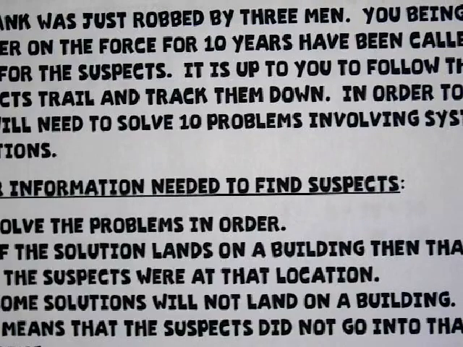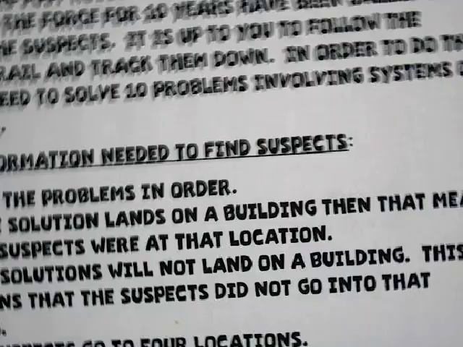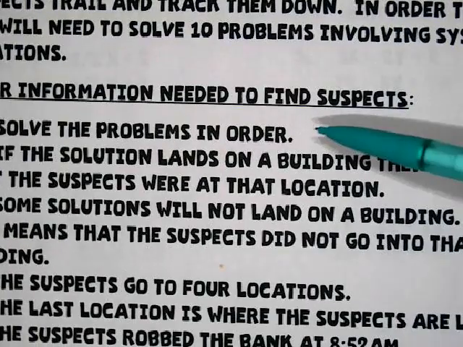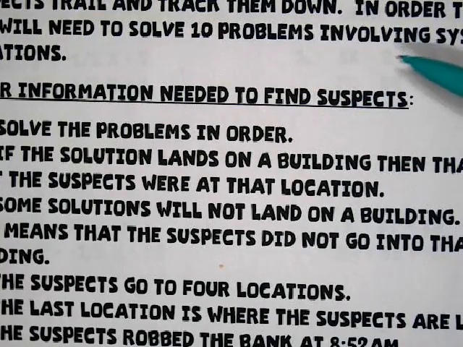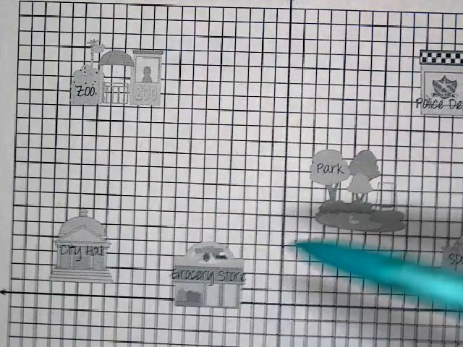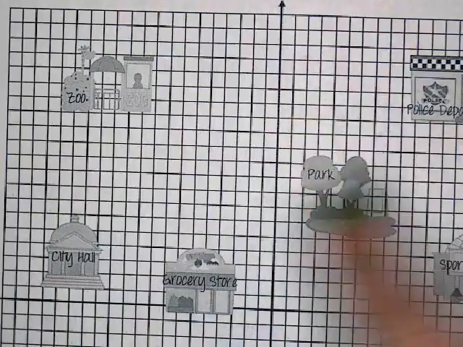Okay, so you have to solve the problems in order, okay? That's important, because if you go out of order, then it can mess up the way that this works. If the solution lands on a building, so go ahead and take your paper, flip it over. When you are done completing a problem and you graph that problem, it will land somewhere. So maybe it'll land out here and it's not on a building at all. Then you just know that the robber did not go there.